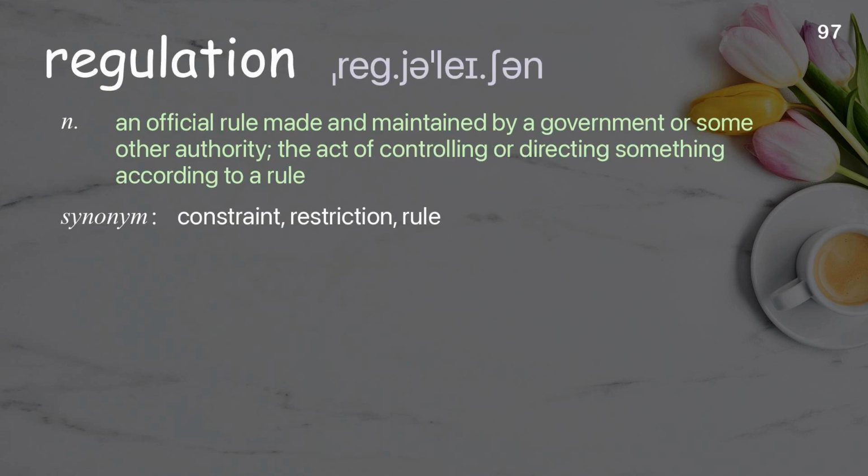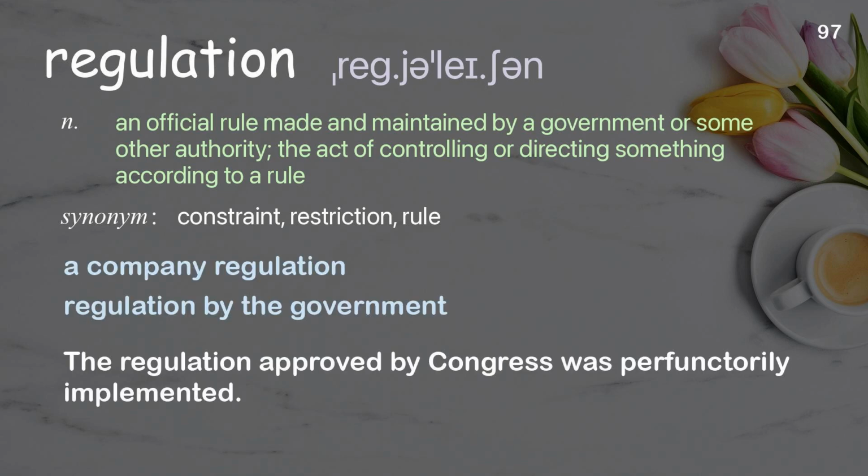Regulation. An official rule made and maintained by a government or some other authority; the act of controlling or directing something according to a rule. Examples: A company regulation. Regulation by the government. The regulation approved by Congress was perfunctorily implemented.